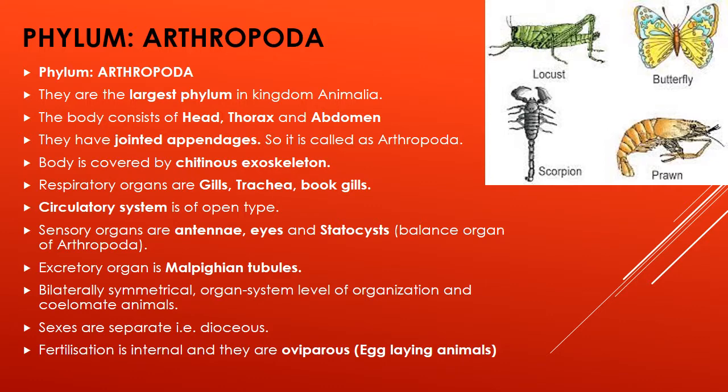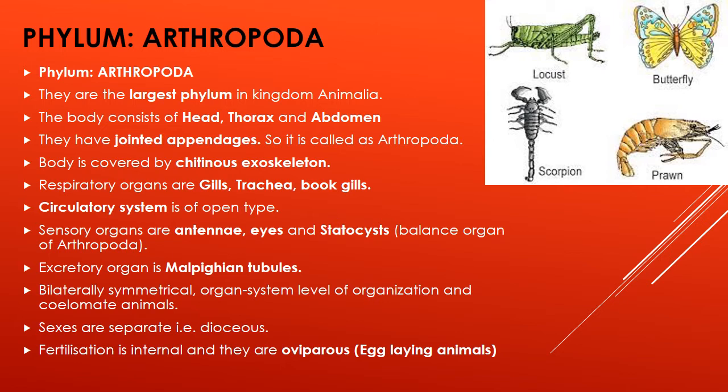Examples, yes, simple. Next one is Arthropoda, and you know that it is the largest phylum in the animal kingdom. This particular phylum could be expected, they could pick some questions from it, because it contains so many different animals, and some very important characteristics also. The body is divided into three parts: head, thorax, abdomen. Simple. They have jointed appendages, hence the name Arthropoda.